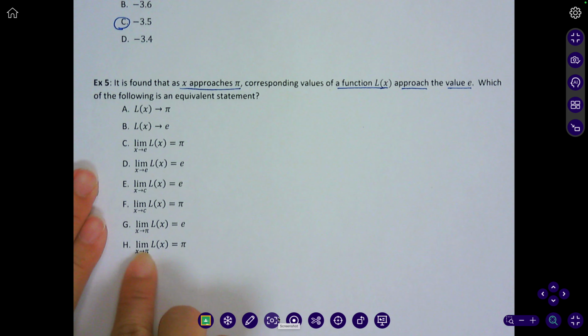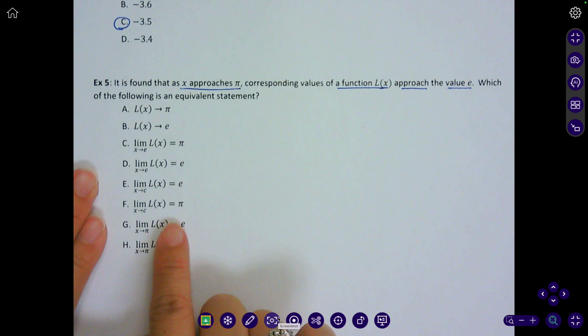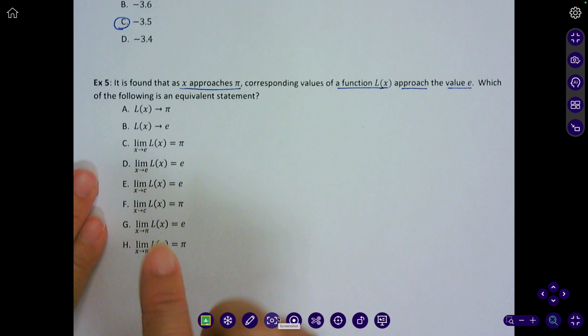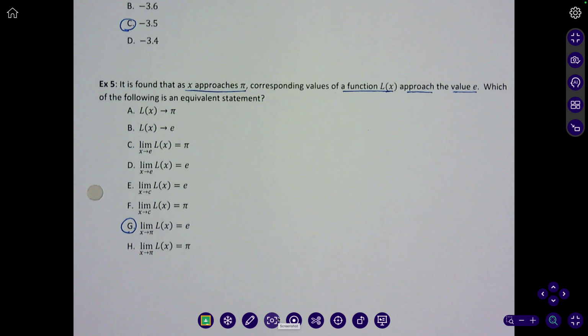These two: x approaches pi, x approaches pi. L of x has to approach e. L of x equals e or is approaching e. That one's correct, that one's not correct. So yes, the answer is G. Any questions on that? All right, we're going to stop there. What we're going to do now is go straight into our homework, okay?